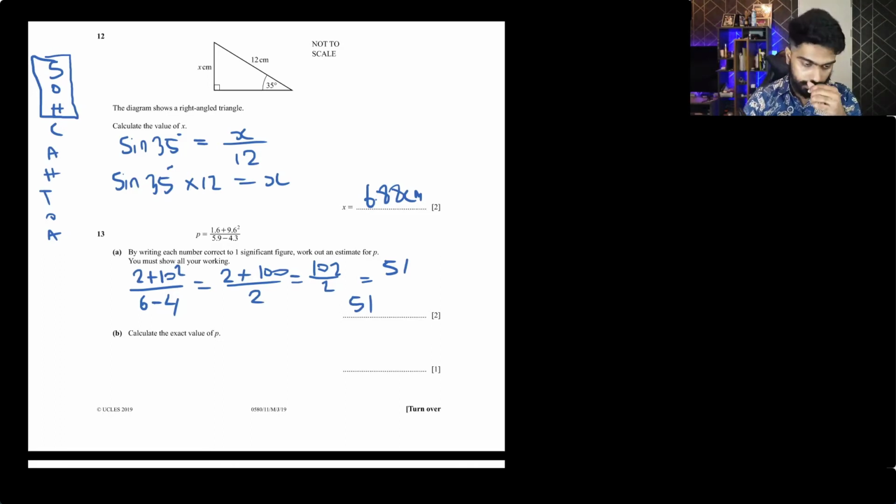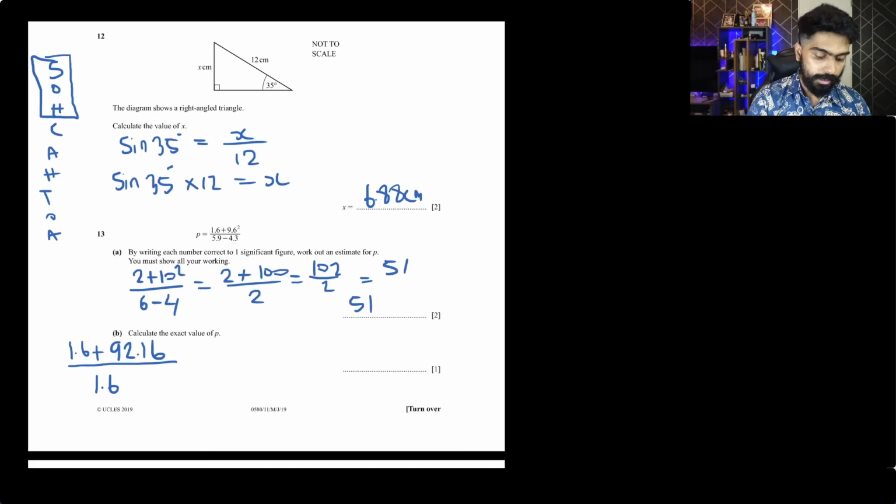It's very, very important. Now next one, what they want you guys to do is use the calculator to find it, all right guys? Now if you use the calculator, we have 1.6 plus, now let me use the help of a calculator right here. So 9.6 to the power of 2 will give us 92.16. So 92.16 over 5.9 minus 4.3 will give us 1.6, right guys?